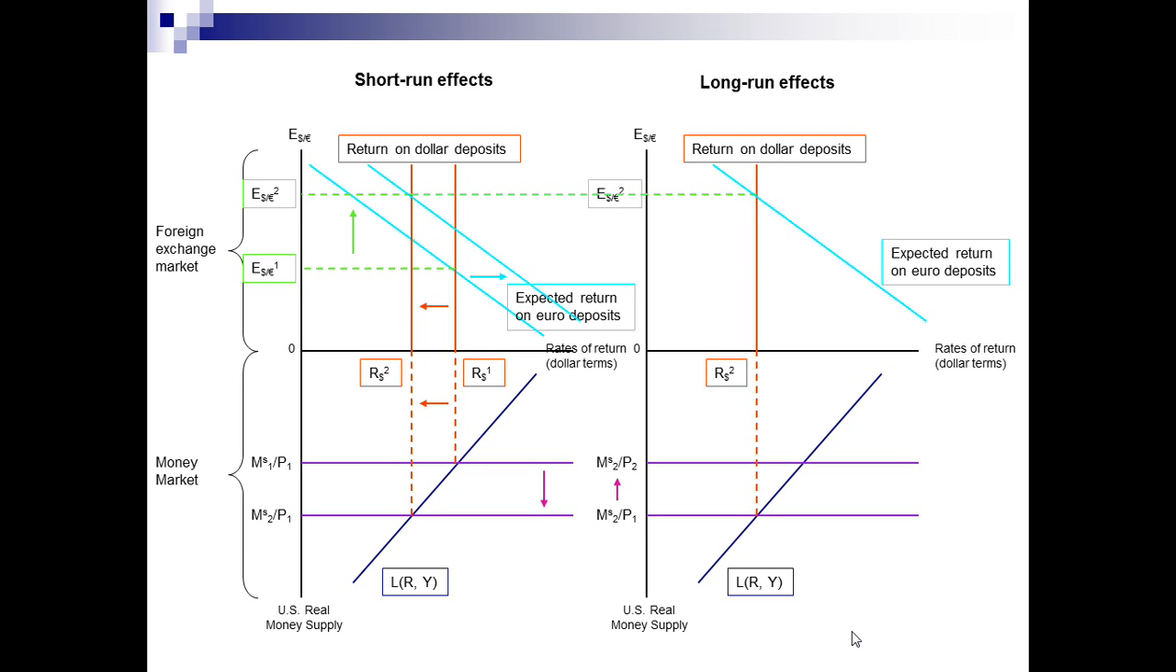This is going to have the effect of increasing our interest rate over time back to its original position. But at the same time, in the foreign exchange market, we'll see downward pressure on the exchange rate to the level of E3. But note that E3 is still above E1. So our exchange rate never actually goes back to its original position. Instead, it also rises proportionately with the price level.